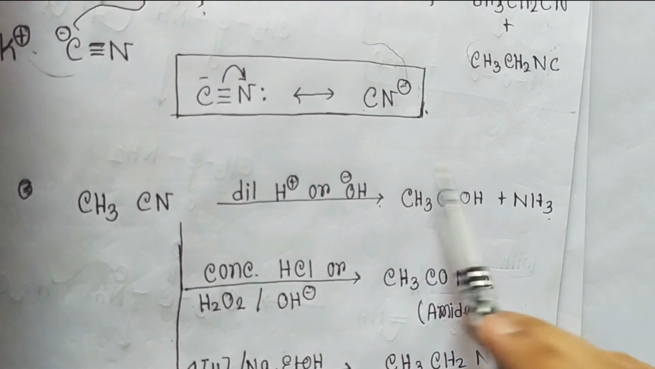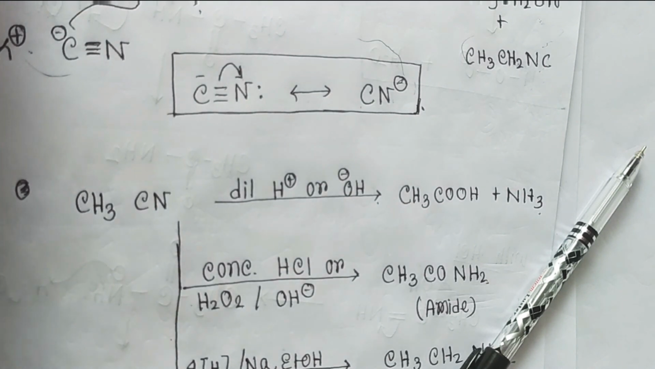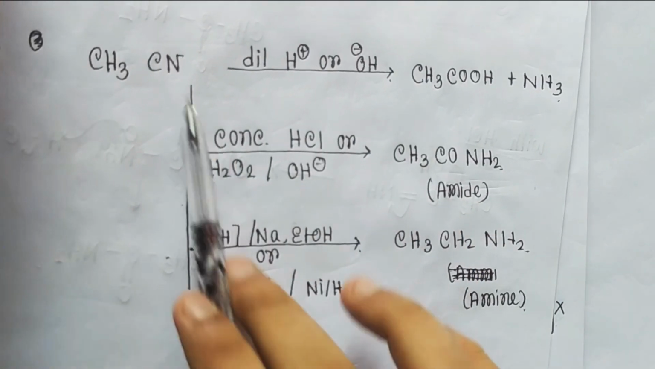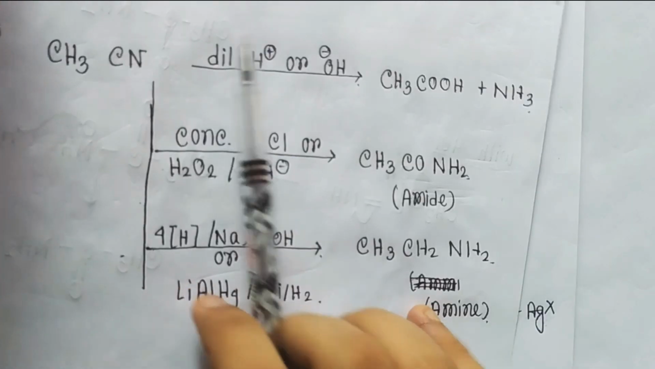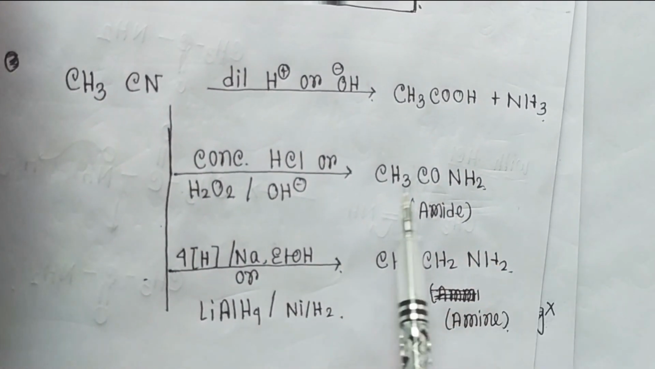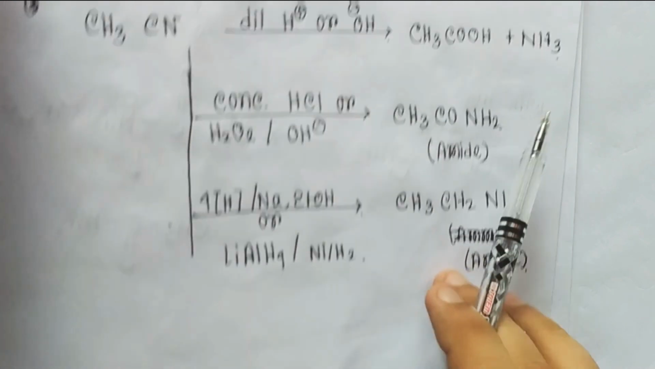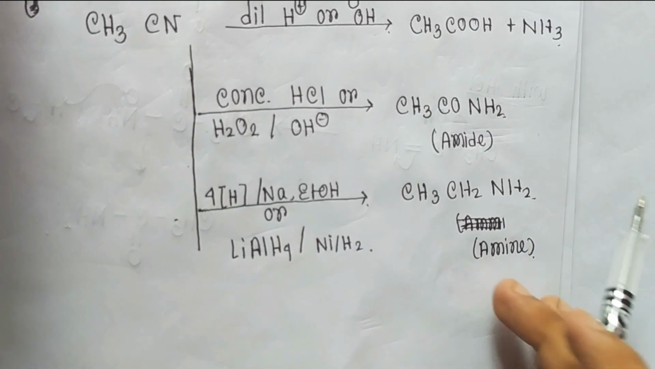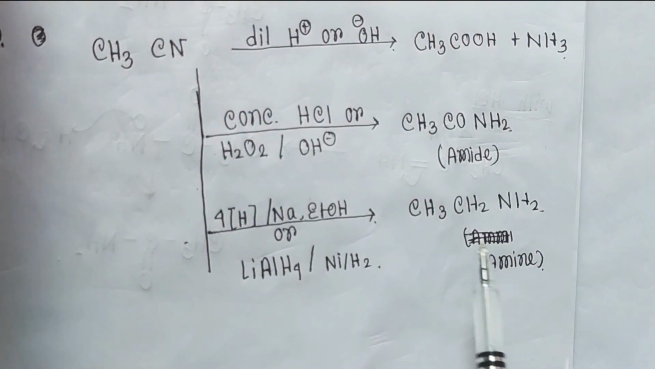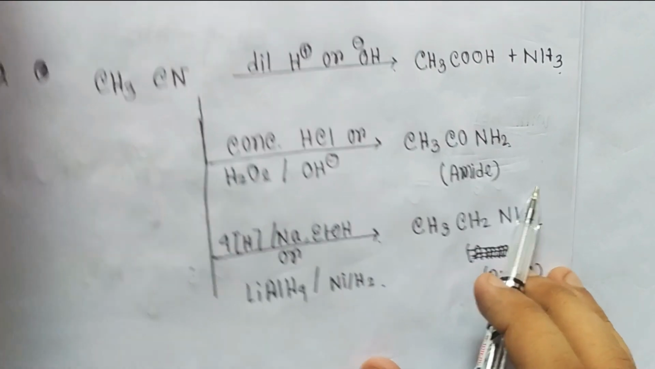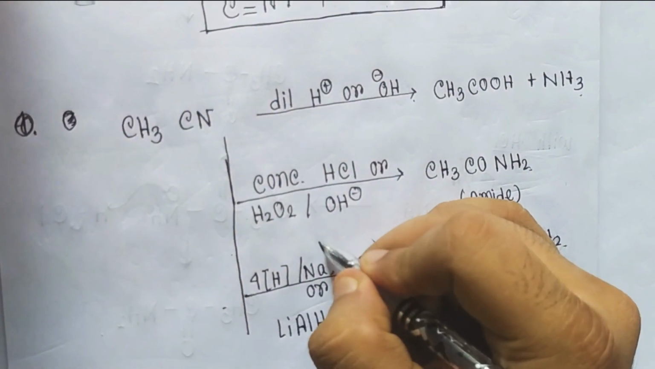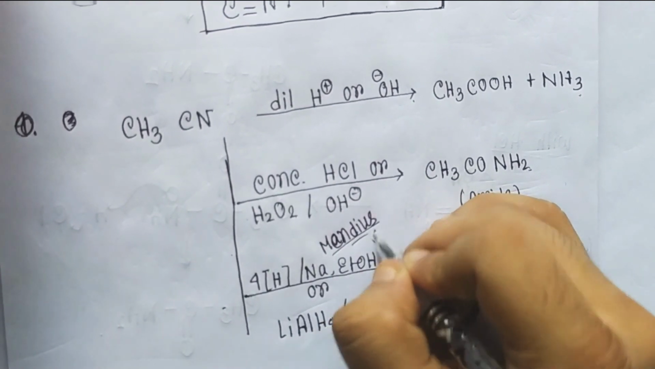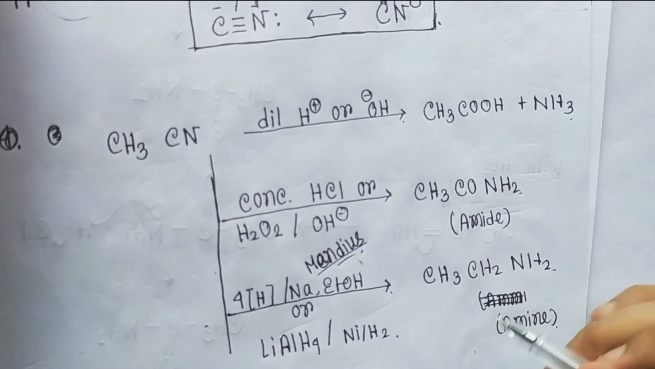So what you would get is a carboxylic acid from the cyanide. This is called a hydrolysis reaction. But if you react this cyanide with concentrated acid or H2O2 and OH minus, what you get is an amide. And if you reduce it in the presence of Na/EtOH or lithium aluminum hydride, or nickel and hydrogen, these reducing agents, then you are definitely going to get an amine. The reaction with sodium and ethanol is known as the Mendius reaction. So you would get this type of amine.